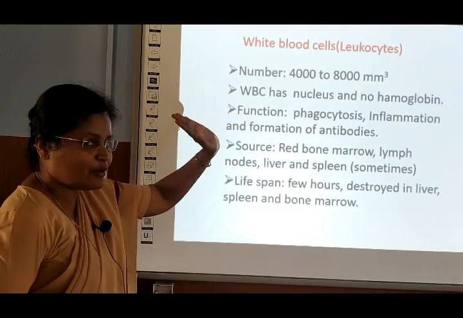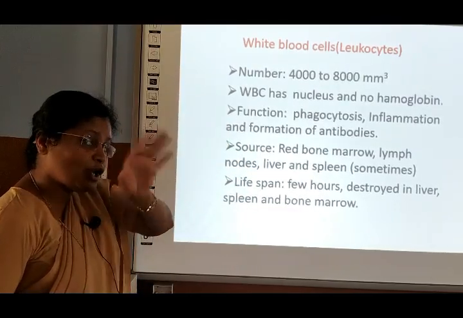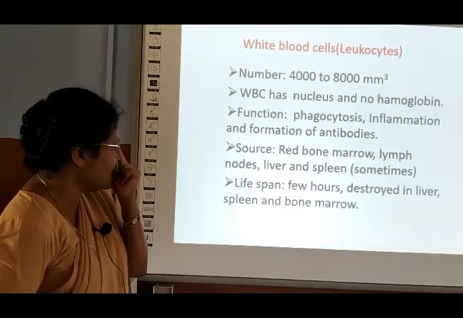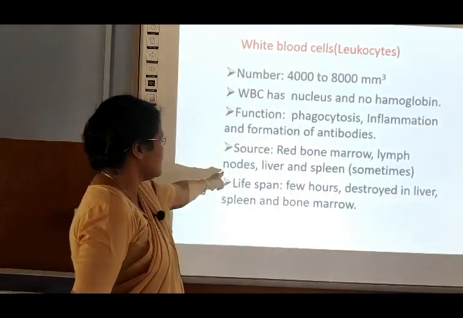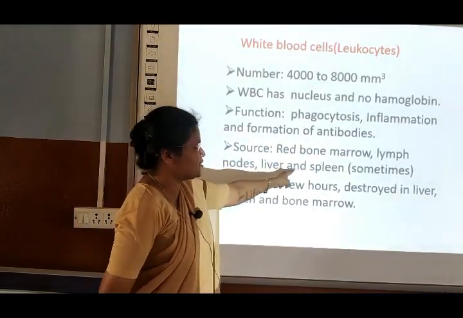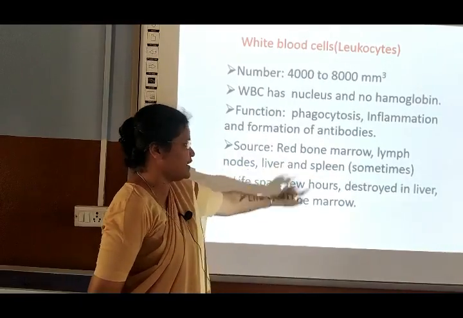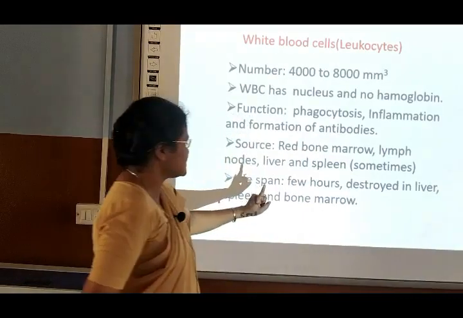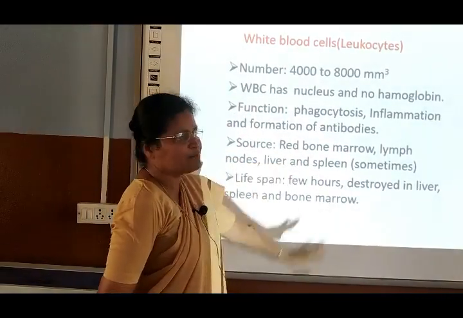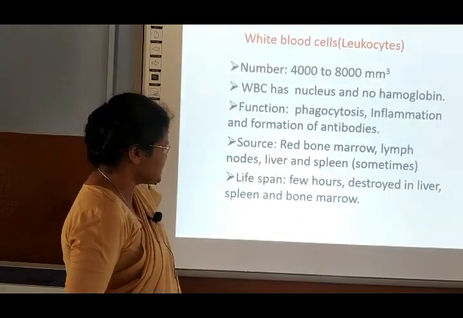Okay, there it is produced. In children, I said marrow of all the long bones, and here you have the red bone marrow, lymph nodes and liver and spleen, sometimes in liver and spleen too. So, source is red bone marrow, lymph nodes, and liver and spleen are the source of WBC.